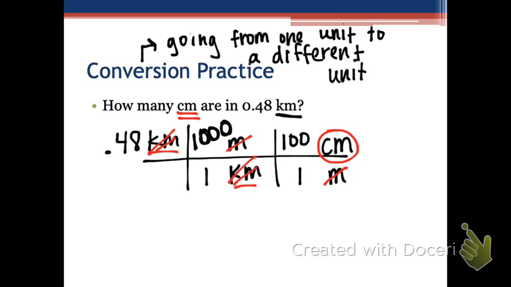So now I do the math. We need to think of these as multiplication problems, right? We're just multiplying fractions together. And so I need to take 0.48 times 1,000 and times 100 again. So why don't you get your calculator and do that? Or if you just know how to move the decimal place, do that and see what you get. And see if we get the right answer.